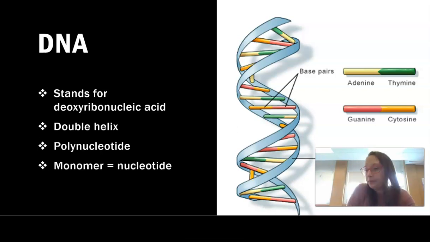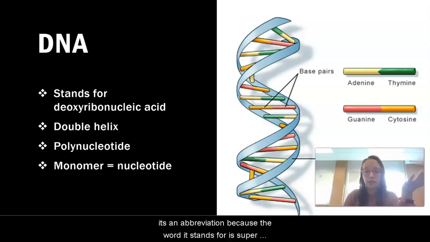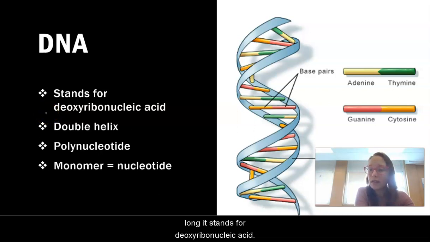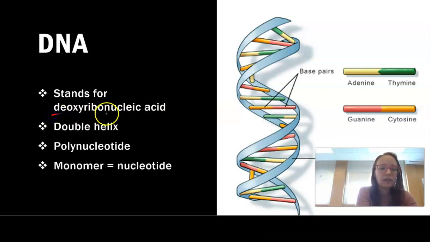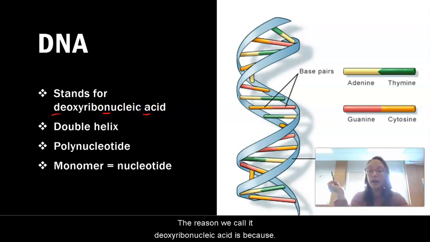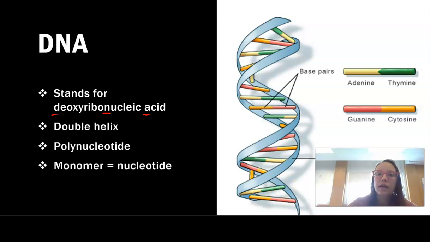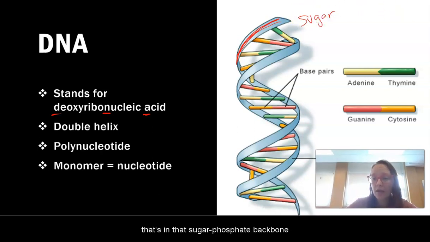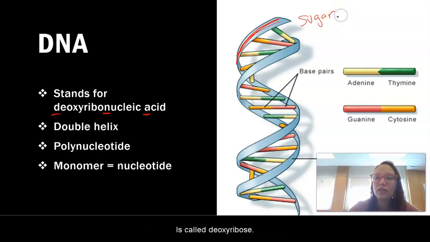So DNA, it's an abbreviation because the real word is super long. It stands for deoxyribonucleic acid. DNA. And the reason we call it deoxyribonucleic acid is because here, this is our backbone, and the sugar that's in that sugar phosphate backbone is called deoxyribose. Deoxyribose sugar.